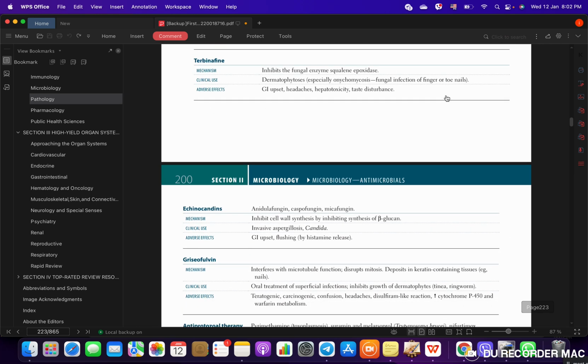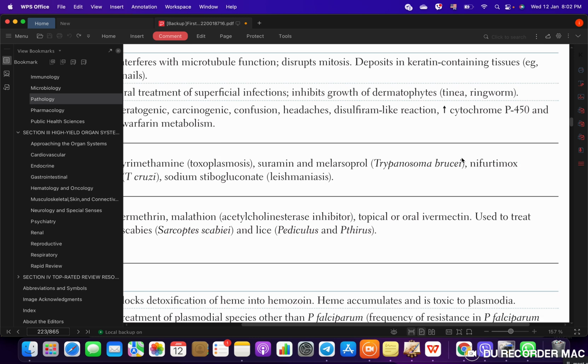So the next one will be terbinafine, which inhibits the fungal enzyme squalene epoxidase, which is in the sequence of making ergosterol. So we can use it for dermatophytes, especially onychomycosis, which is a fungal infection of the finger or toenail. Some side effects include GI upset, headache, hepatotoxicity, and disturbances of the taste.